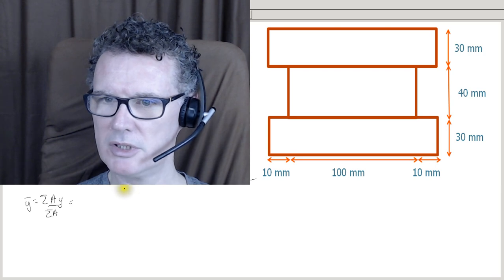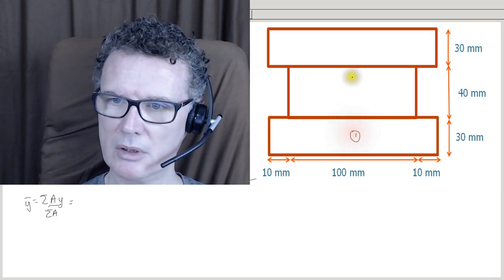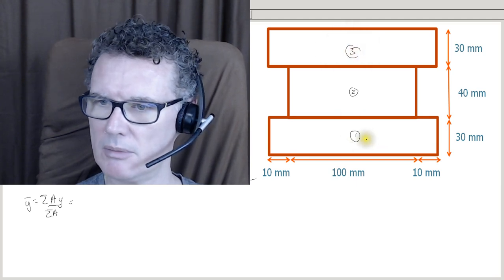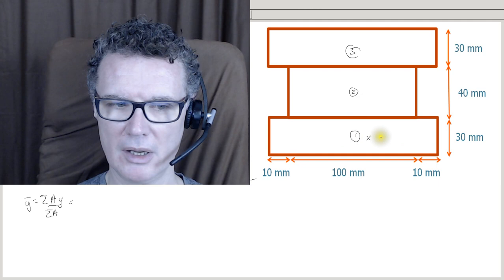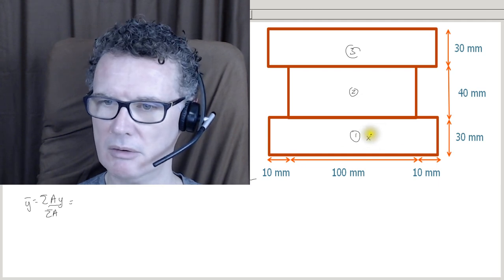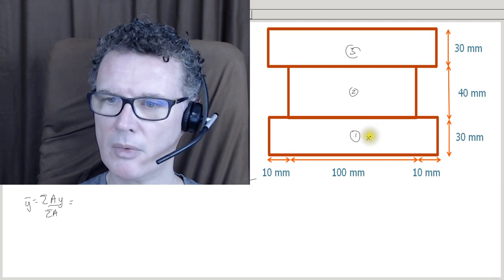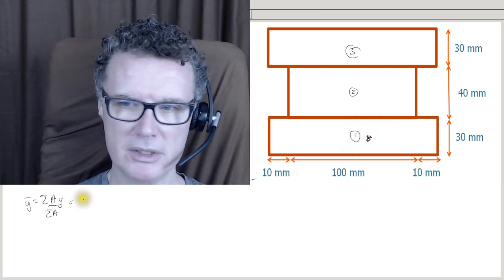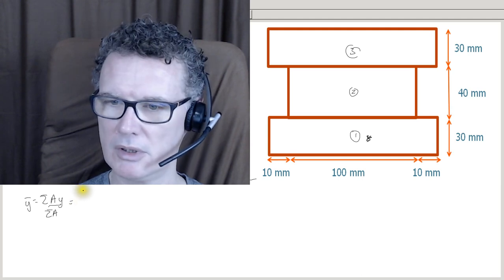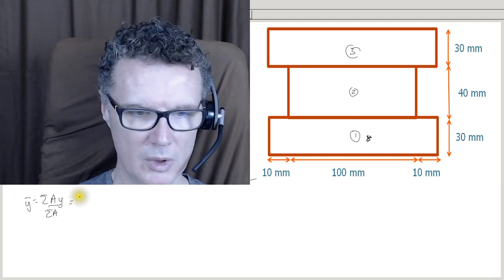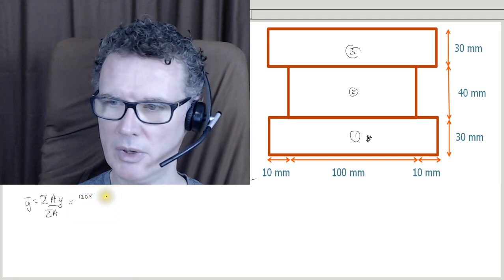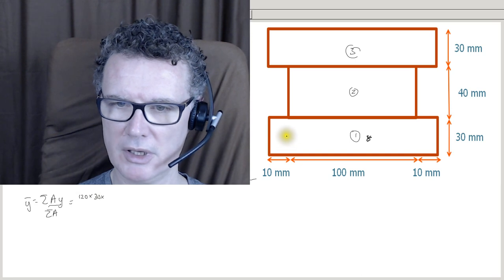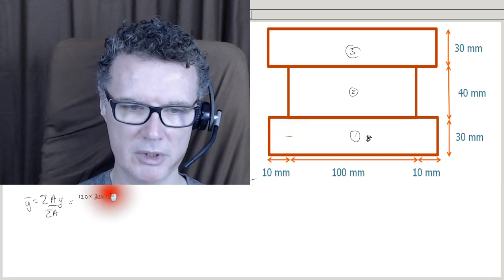We've got two sections that are the same, 1, 2, and 3. So we can take the bottom section and actually, no, we're not going to take the bottom section, multiply by 2. Right, we will work out what that is, first of all. So we are going to have 120, it's the width, times 30, times the height. The first height is 15 millimeters.